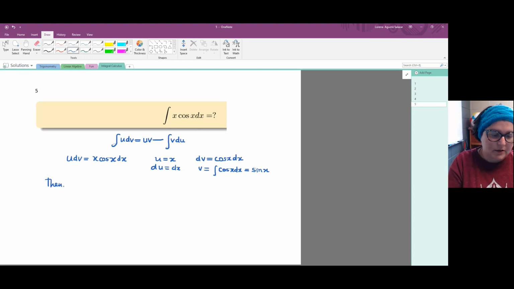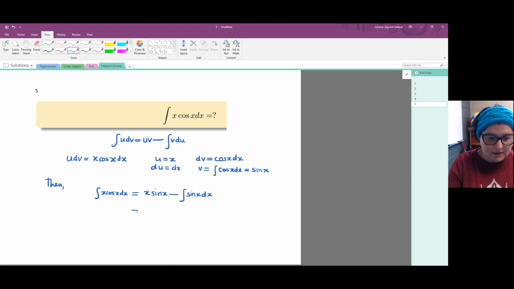Then what we can say is that the integral of u dv, and that's x cosine of x dx, is u times v, and u is x. V is sine of x, minus the integral of v du, and v is sine of x, while du is dx.